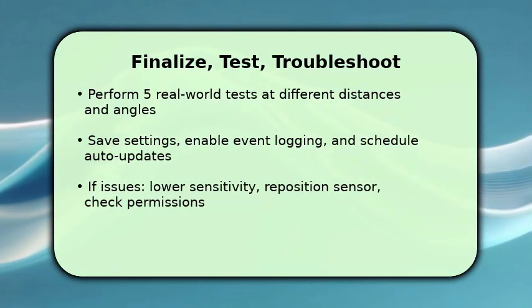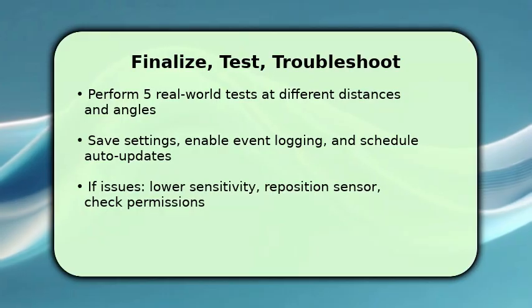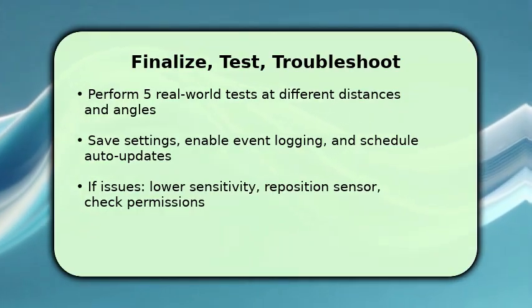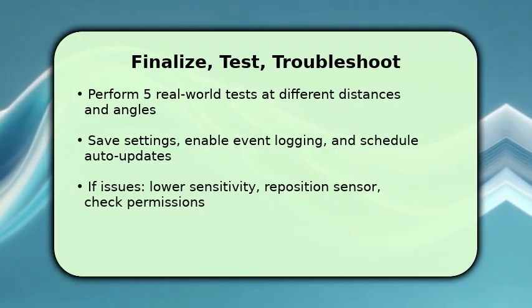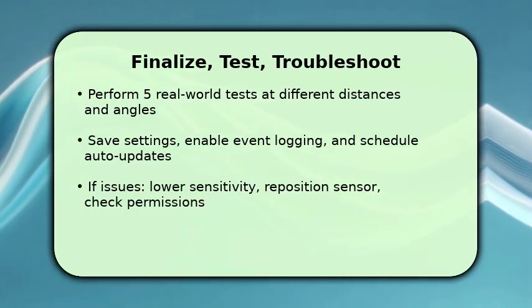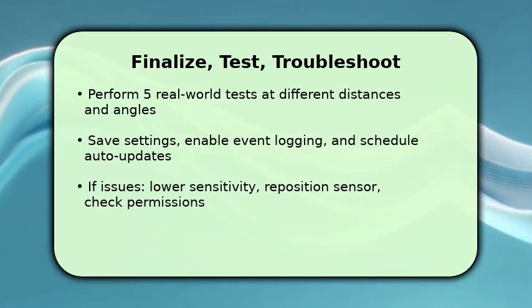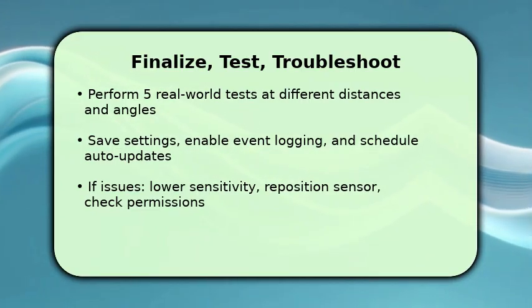Finish by running 5 real-world tests at varied distances and angles to confirm reliable detection. Once satisfied, save settings, enable event logging, and schedule automatic updates to keep the detection model current. Monitor logs for repeated false triggers and adjust rules as needed.